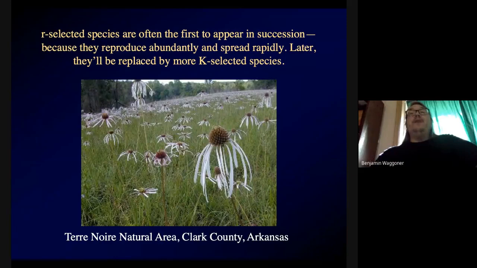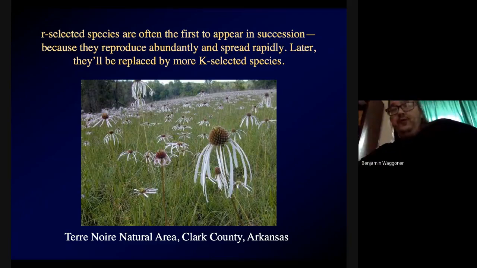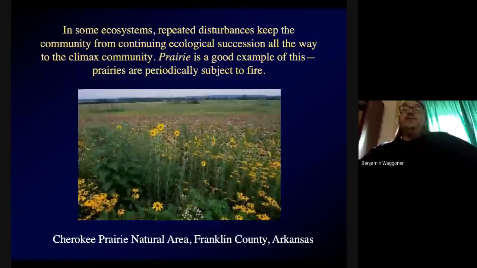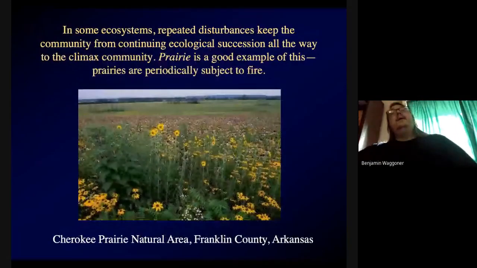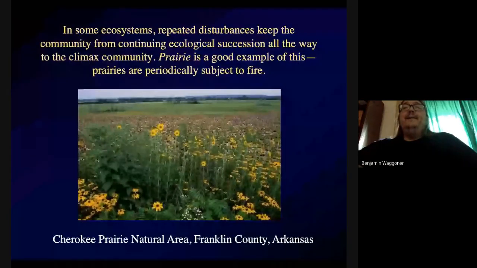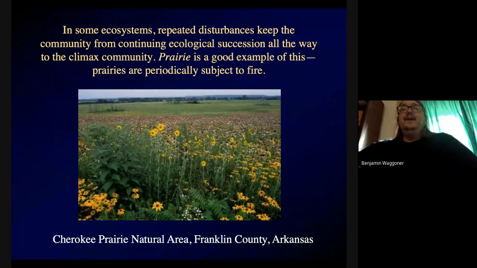Given time, the r-selected species eventually get replaced by more K-selected species, which tend to grow more slowly, not produce as many offspring, but put more energy into each offspring that they do produce. And there are some ecosystems, and this, by the way, is one of them, and so was the one on the previous slide, where repeated disturbances keep the community from continuing ecological succession. And a great example of this is prairie.